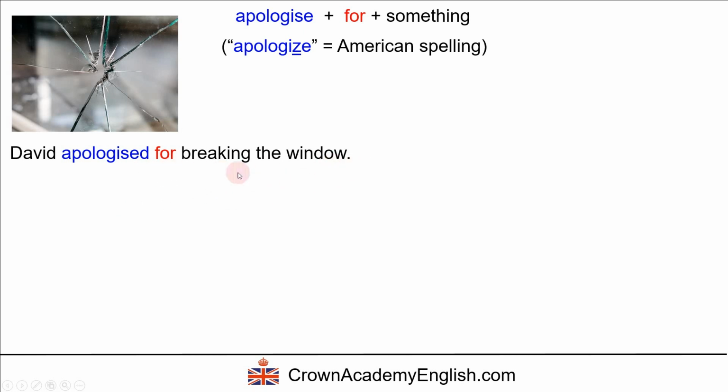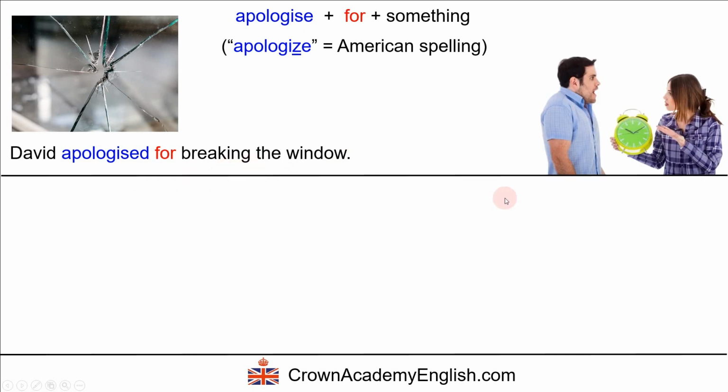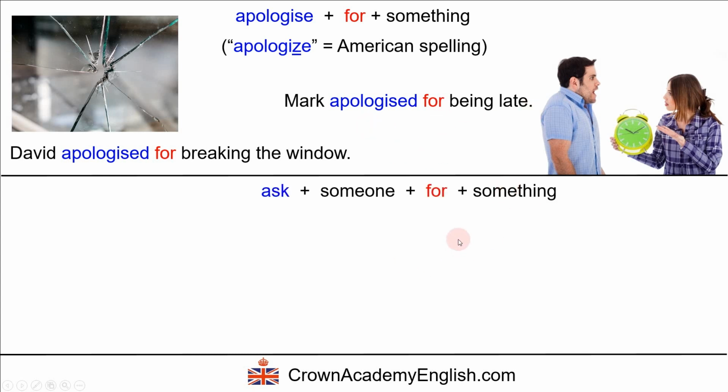And notice, after the preposition for, we have the ing form of a verb. So this is a gerund, breaking. Another example is Mark apologized for being late. So Mark was late, and so he said sorry. Apologize for something. We also have ask, and the form is ask someone for something.